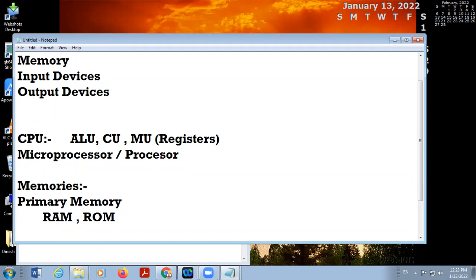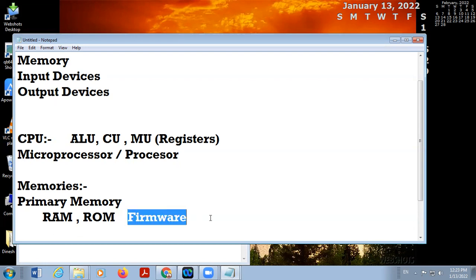The main difference between RAM and ROM is that RAM is temporary in nature. It means whatever we are doing in our computer system, everything is saved in RAM. But whenever we close the computer system, everything will be deleted. The second one is ROM, read only memory. This is a very small chip pasted on the motherboard of your computer system. This chip contains firmware.